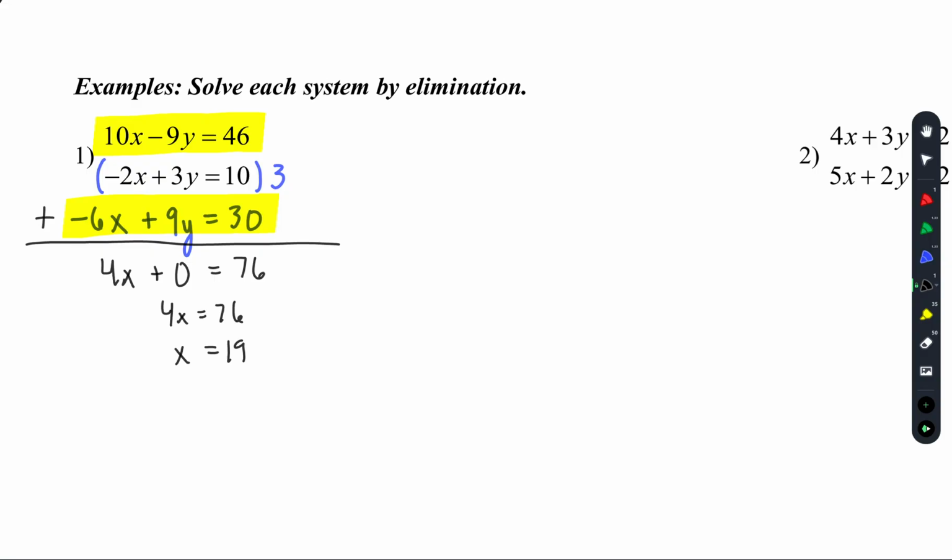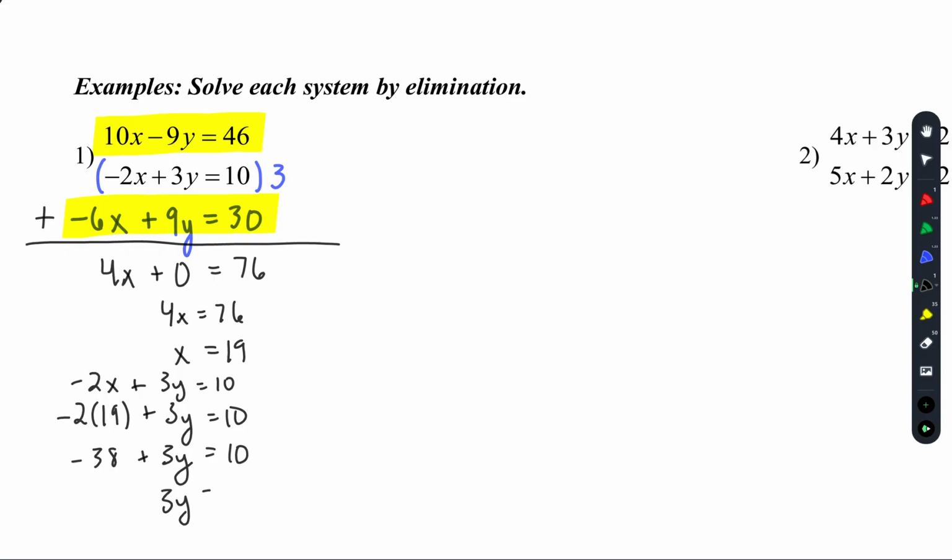Now to get the y, it's the same as yesterday. Just pick your favorite formula and plug the 19 in. It doesn't matter which one. Maybe I'll do the -2 one. -2 times 19 plus 3y equals 10. Sorry, I didn't write this, -2x plus 3y equals 10 formula. So I'm using that one. Now I'm going to plug in 19. So what is that? -38, right? Plus 3y equals 10.